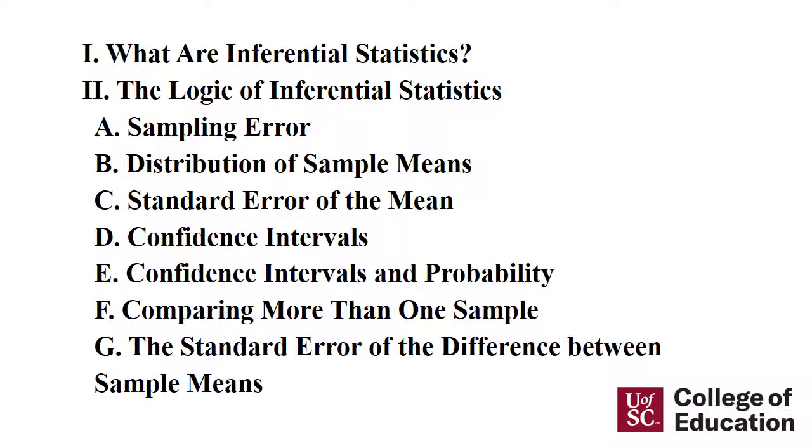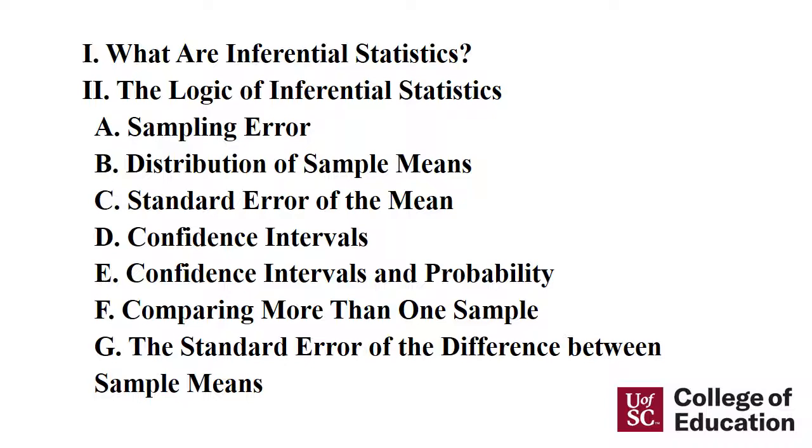F. Comparing more than one sample. Typically, researchers want to compare two or more samples. For example, a researcher might want to determine if there is a difference in attitude between fourth-grade boys and girls in mathematics, whether there is a difference in achievement between students taught by the discussion method as compared to the lecture method, and so forth.